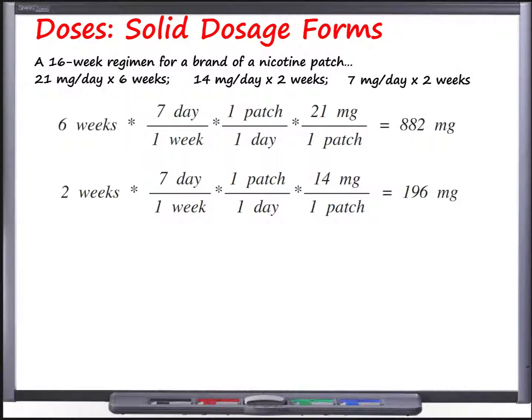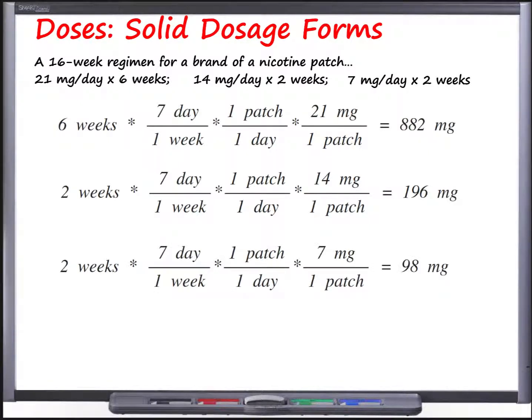The last step, or step 3, is to do 7 milligrams a day for 2 weeks. So we'll set up a very similar formula: 2 weeks times 7 days per week, times 1 patch per day, times 7 milligrams per patch. So 2 times 7 times 7 gives us 98 milligrams.